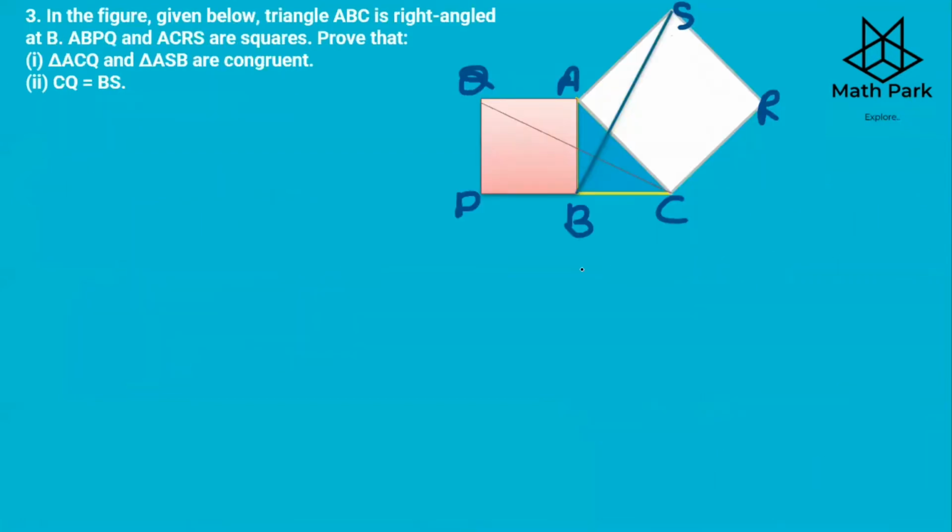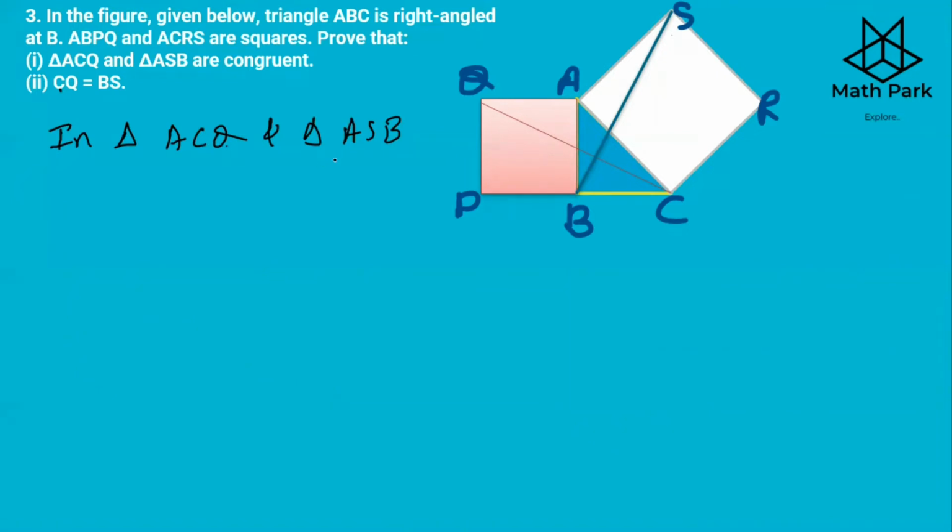In the figure given below, triangle ABC is right angled at B and APBQ and ACRS are squares. You have to prove that triangles ACQ and ASB are congruent. So we start with the third question. In triangles ACQ and ASB, what all things are we able to get equal?